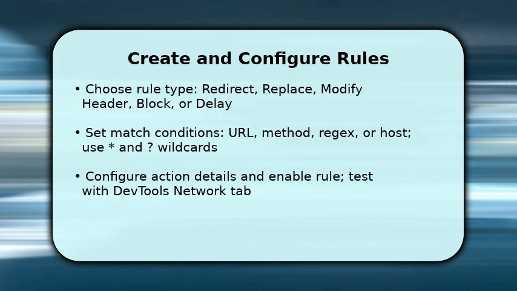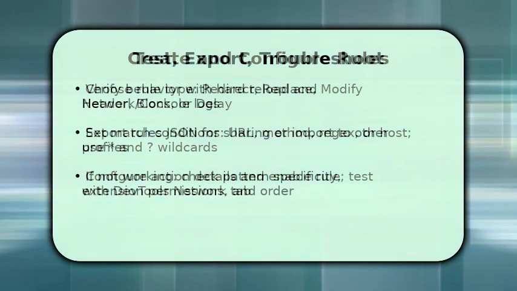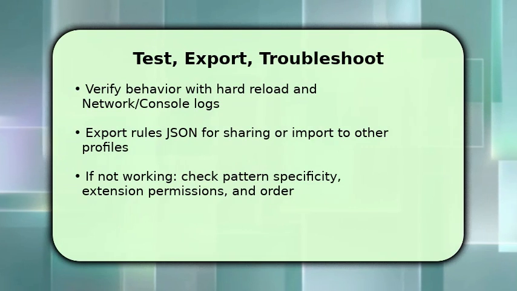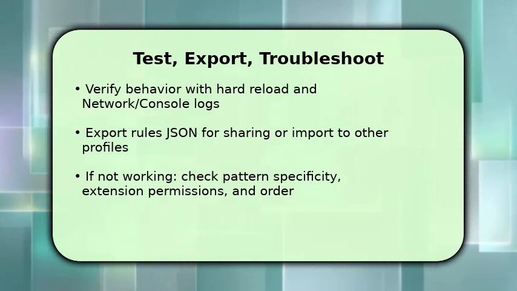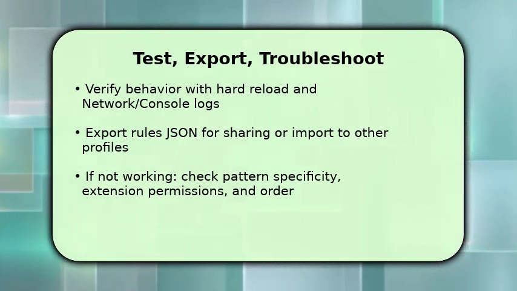If you need iterative testing, toggle the rule, reload the page, and adjust patterns. To finalize, perform a hard reload and observe network and console for your modified requests. If results match expectations, export your rules as JSON to share or import into another browser profile.